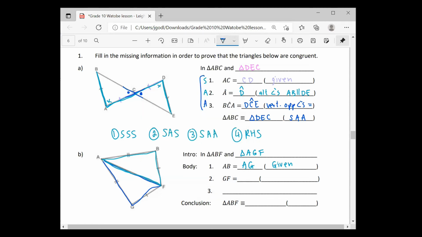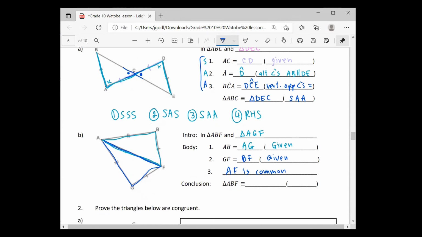So I'm seeing some good things coming in through the chat here. So GF is definitely equal to BF, and that's because it's been given to us. And then what we were talking about here is that AF is part of both triangles. And because it's part of both triangles, we can say AF is common. And we use that sentence. We say something's common if it's part of both. Or you could say common side AF is equal to AF. Perfect. As long as we have the word common involved, it's fine.